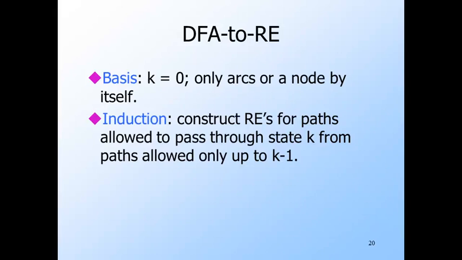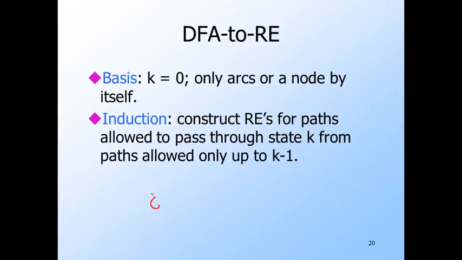Okay, now here's the induction of how you go from a DFA to a regular expression. The basis is k equals 0. Notice that a 0 path can have no intermediate states at all. Thus, the set of 0 paths from a state i to state j can only consist of a single arc, plus, in the special case that i equals j, no arcs at all. We can construct a regular expression for this language. Connect with pluses each of the labels, and in addition, if i equals j, then add an epsilon.